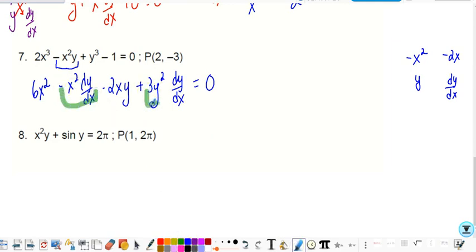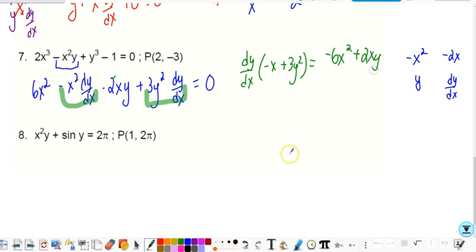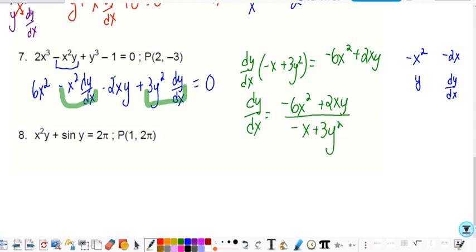So this term and this term, I'm going to leave on the left and factor out a dy dx. So that's negative x squared plus 3y squared. I'm going to subtract 6x squared to the right, and I'm going to add the negative to the right. Then we have to divide. And plug in our point, and be careful with our arithmetic.